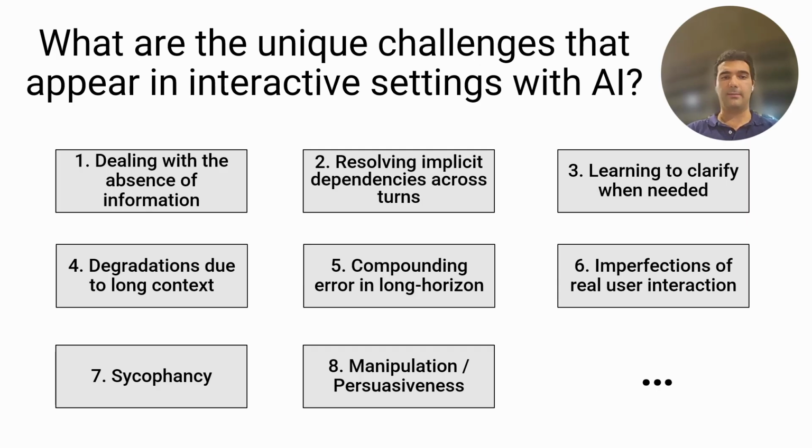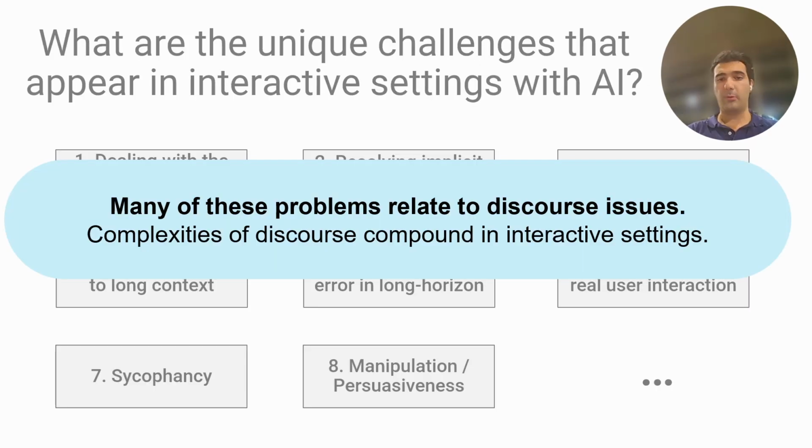And you can imagine that that's not something that you have if you have an AI system that's not interactive, right? There's degradations due to long context that occur in long interactive sessions, or compounding errors in long horizon. There's of course imperfections because if you're dealing with real users in real systems, there's a lot of noise that appears. And then there's more complicated problems that maybe some of you have heard of, like sycophancy or manipulation or persuasiveness of these systems in interactive settings, etc. But what I want to point out here is that a lot of these problems relate to discourse issues.